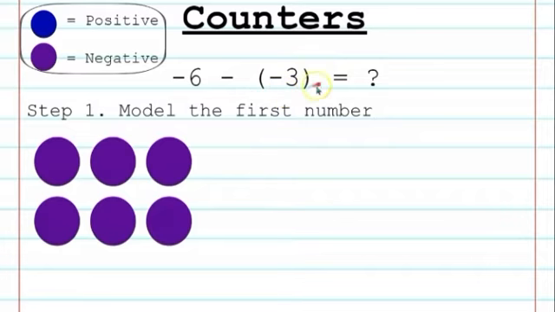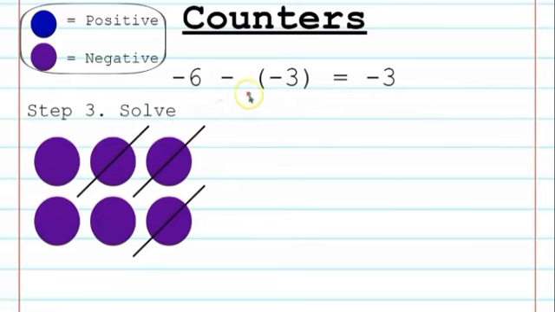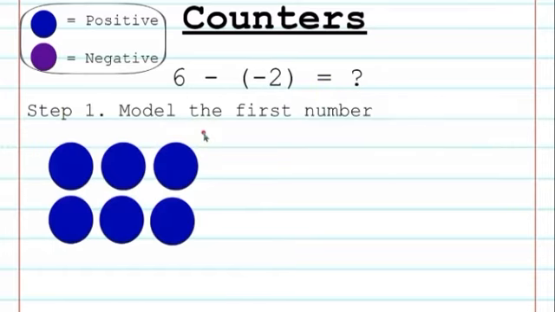Okay, -6 minus -3 equals blank. Step 1, model the first number, right here. Step 2, subtract the second number. 3 negatives, so you subtract 3 negatives from the 6 negatives. Step 3, solve. 3 negatives left over here, so your answer would be -3.